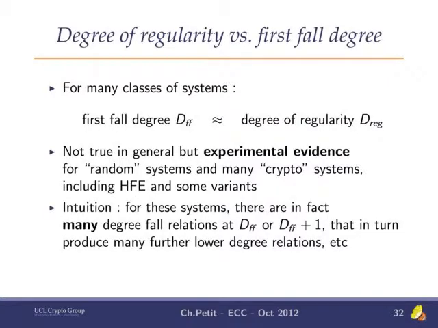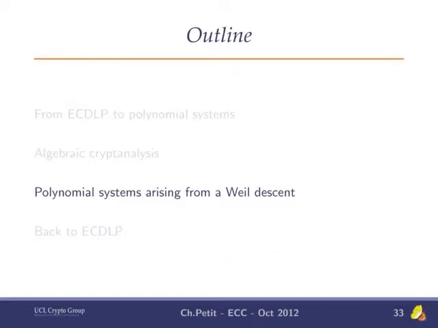So the intuition for this is that for these systems, at least, once you get a degree fall, you don't actually get only one, but there will actually be many degree falls. And so you get many lower degree polynomials that can in turn be combined to get even lower degree polynomials, and so on and so on. And finally, you will get linearization, the solution. Okay, so this assumption will be used in our analysis. I will assume that the first fall degree is a good approximation of the degree of regularity.